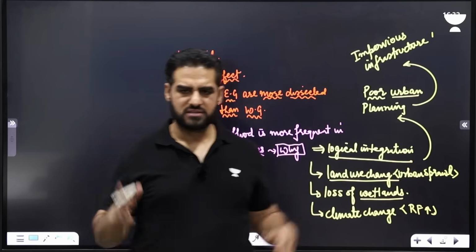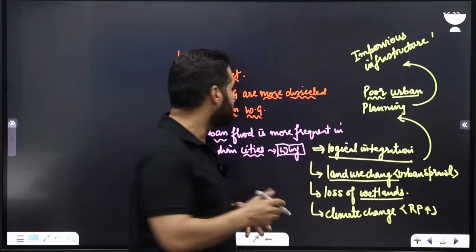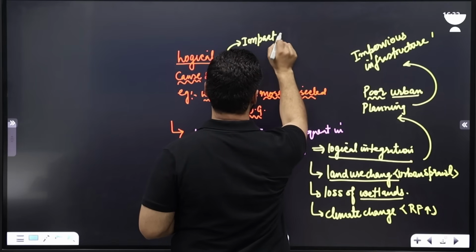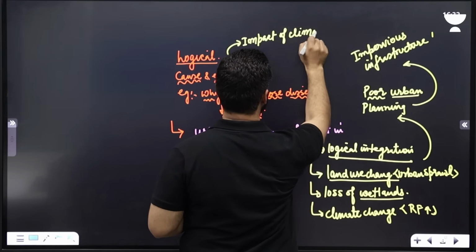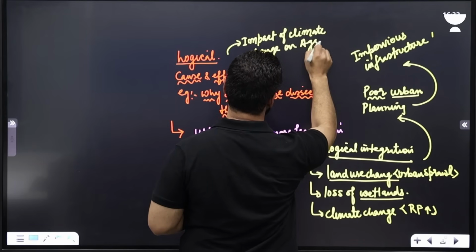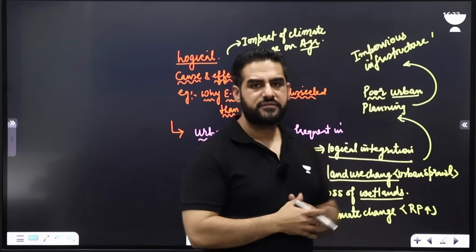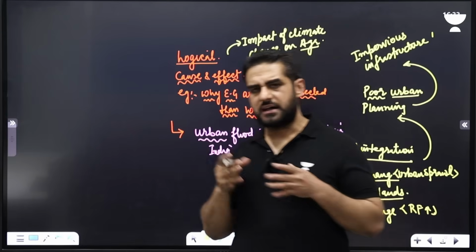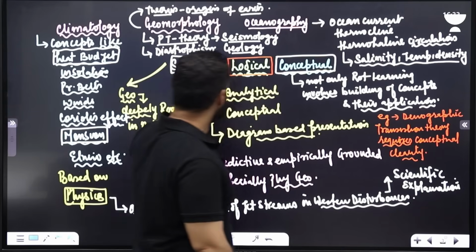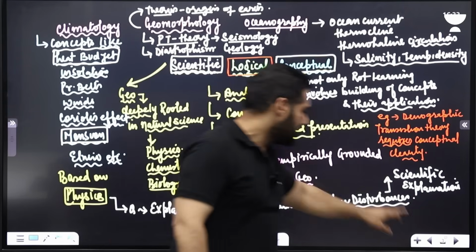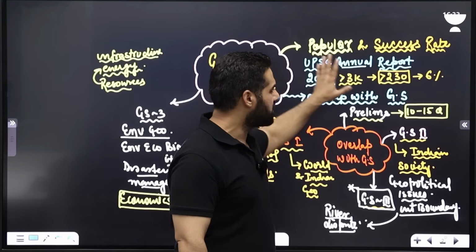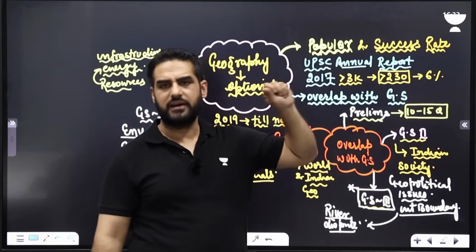There is many more, but there are some limitations which we can discuss here. I can take another example. Similarly, impact of climate change on agriculture. Cropping pattern has affected. So there are some examples which help us in understanding this geography as a subject is scientific, logical, conceptual, as well as it has overlap with the GS, and it has the good popularity and the success rate which we have discussed with some facts.